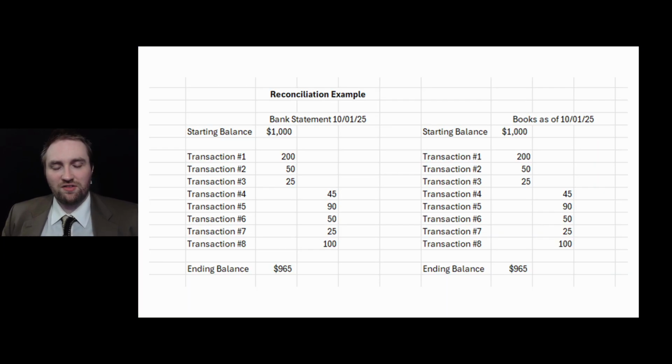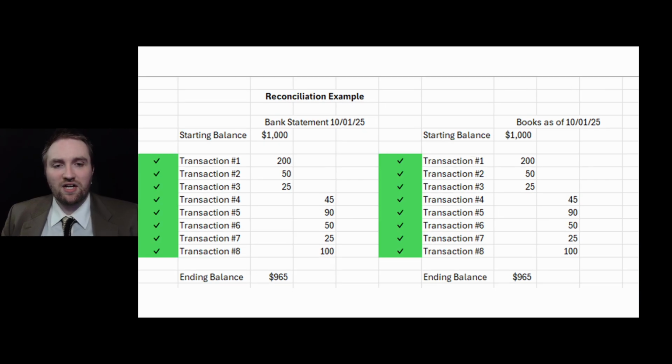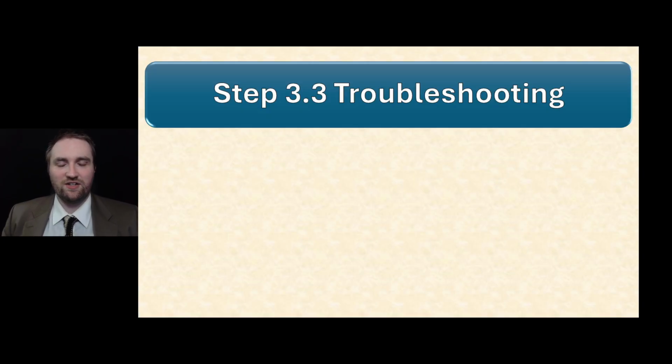Step 3.3, match transactions. Start at the top of your bank or credit card statement and compare it line by line with your books. For each transaction on the statement, find it in your books and check it off. By the end, every transaction on the statement should be accounted for in the books. If there's any disparity, it will be with the books. Let's do some basic troubleshooting for any issues you might have.